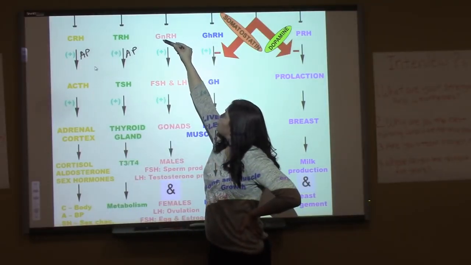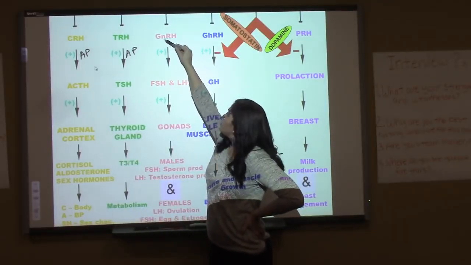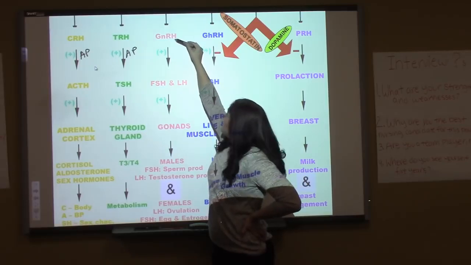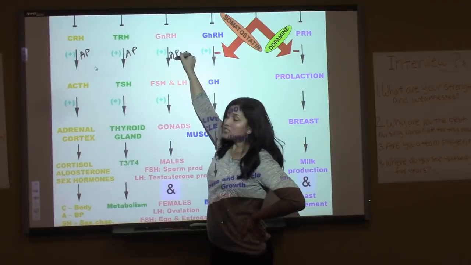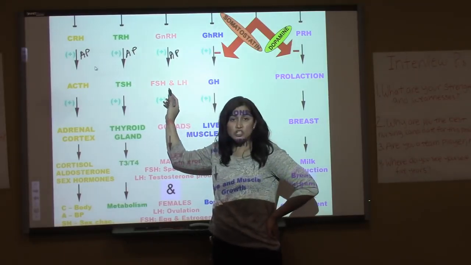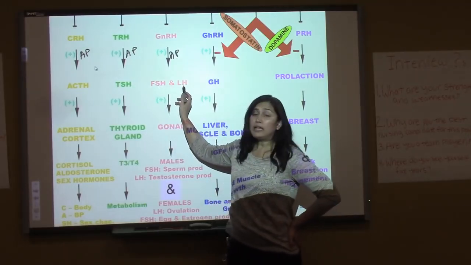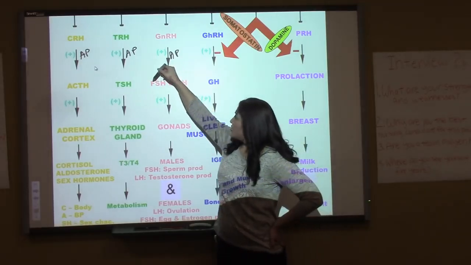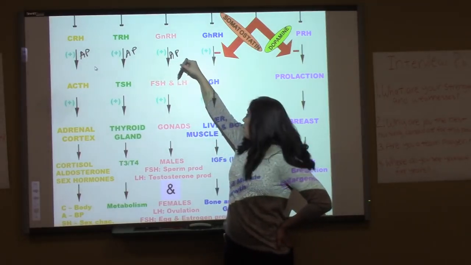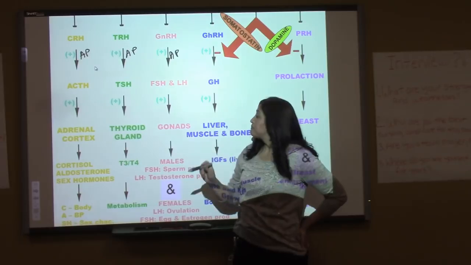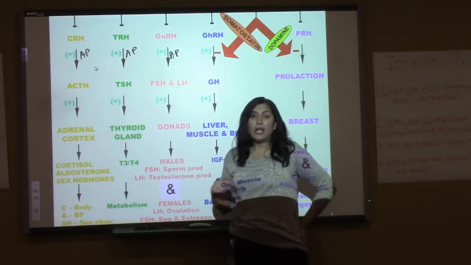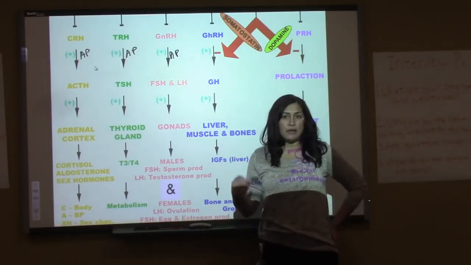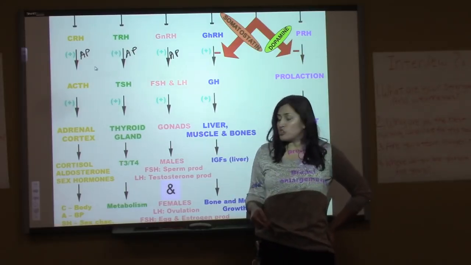Let's move over. The hypothalamus releases a hormone called GnRH, gonadotropin releasing hormone. That hormone will travel to the anterior pituitary and stimulate it to release 2 hormones in turn, FSH and LH. FSH is follicle stimulating hormone, LH is luteinizing hormone. FSH and LH will now travel to the gonads, in males and females, but of course they have different functions.